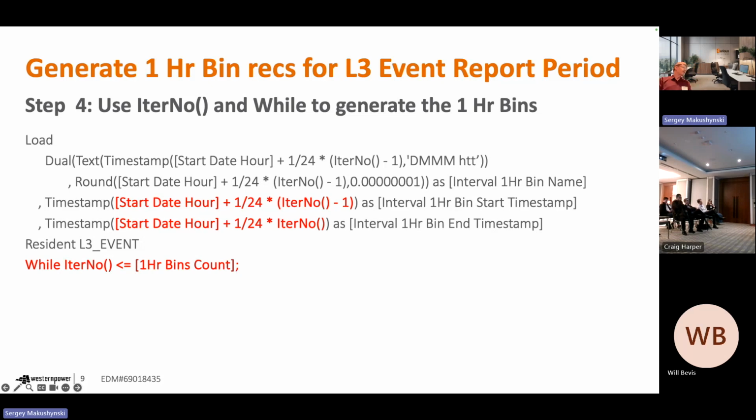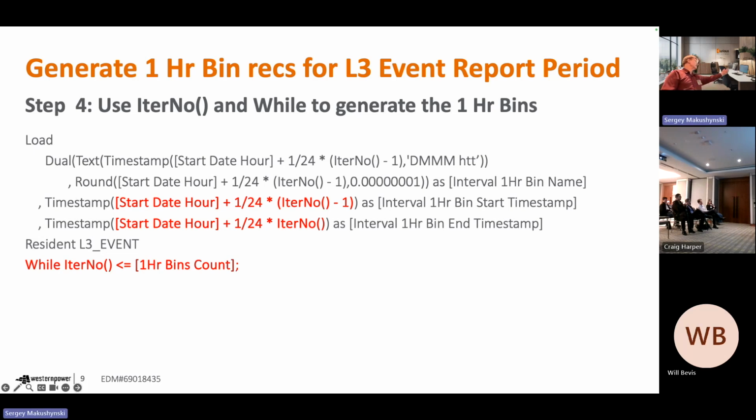So I load my data. I now want to use this function in Qlik called iteration number. So it will take my start timestamp or start date and hour, and for my end date and hour, I know how many bins I'm going to generate. And so while iteration number is less than or equal to the 1 hour bins count, we'll produce a record for each bin that I want.